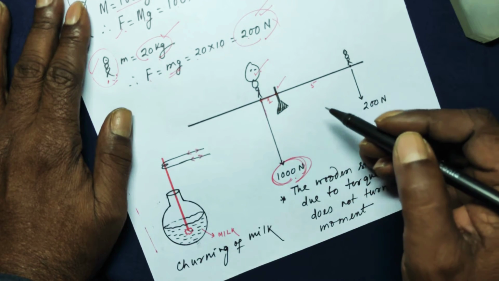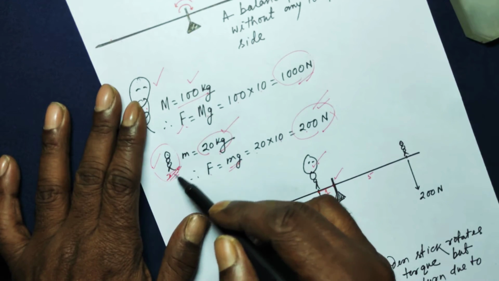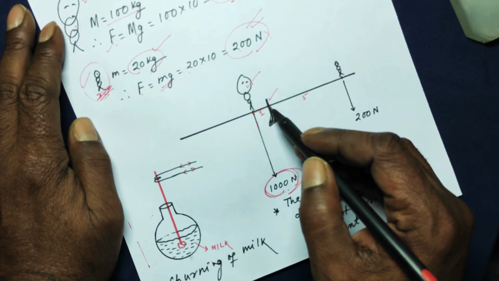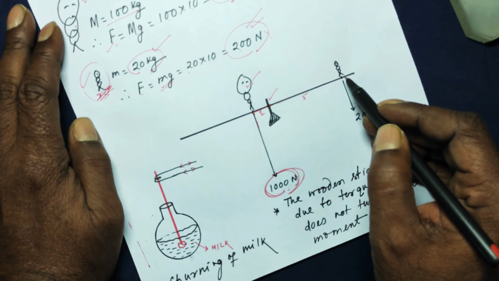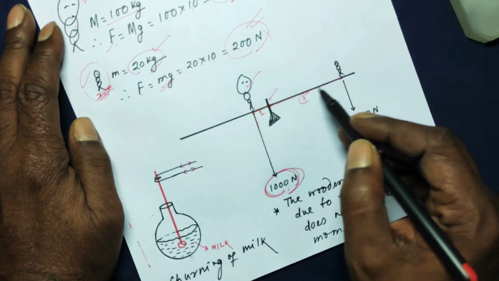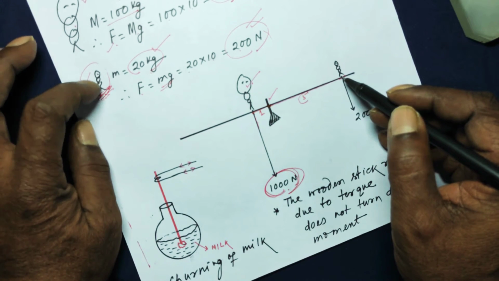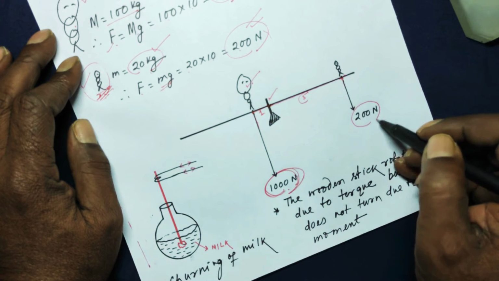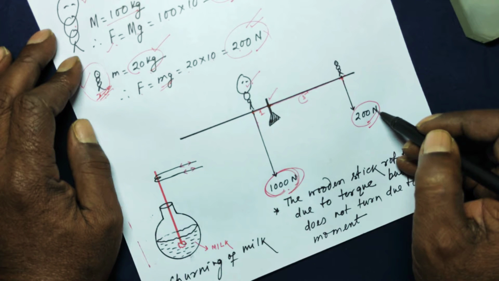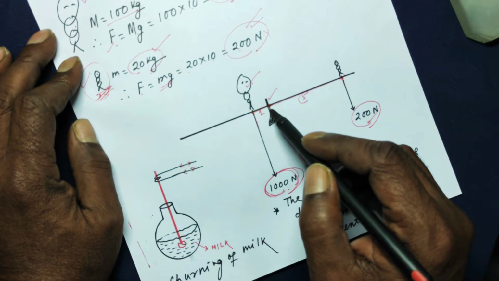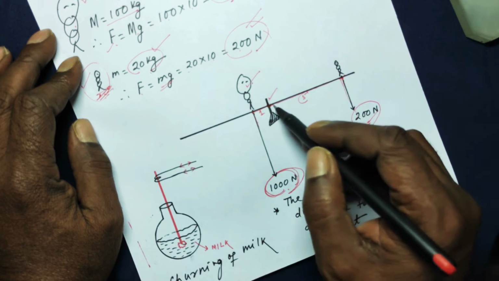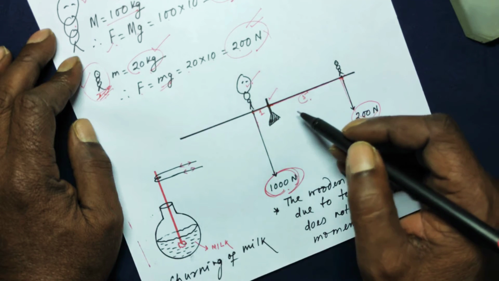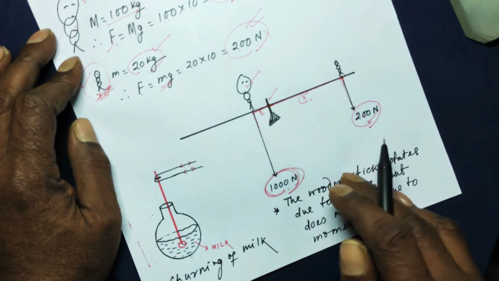To balance that, this little boy, who is smart and wise in physics, sits at 5 times the distance. From here to here is 5 units. So this little boy sits here. His weight is acting vertically downward, 200 Newton. So this force, 200 Newton, has a turning effect about this point equal to 200 into this perpendicular distance 5. So 200 into 5 is 1000. That will be balanced by 1000 into 1.